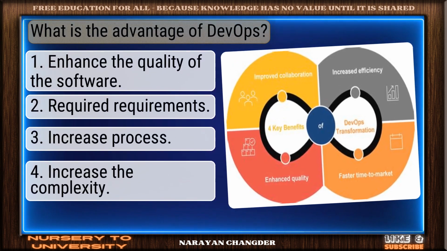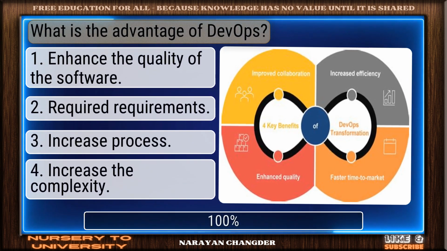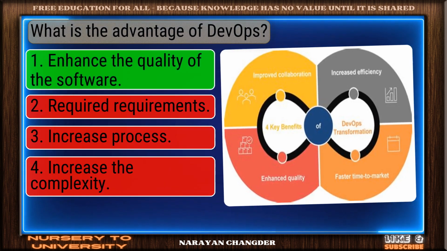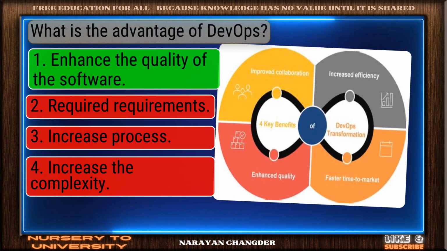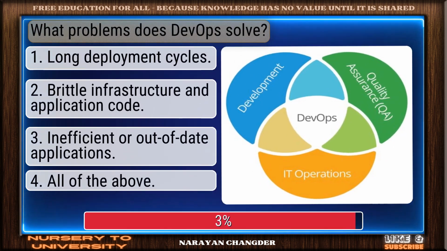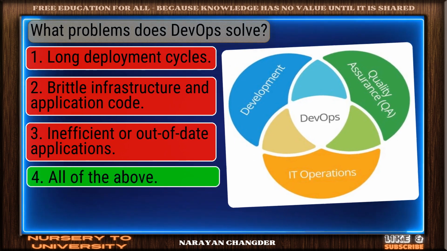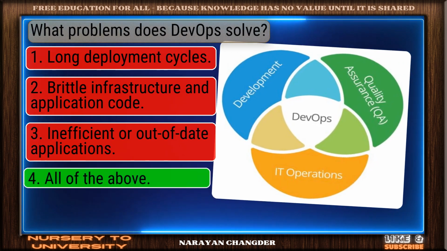Question number 31. What is the advantage of DevOps? Good job. Your answer, enhanced the quality of the software, works well here. Question number 32. What problems does DevOps solve? Strong choice. All of the above is the right answer.